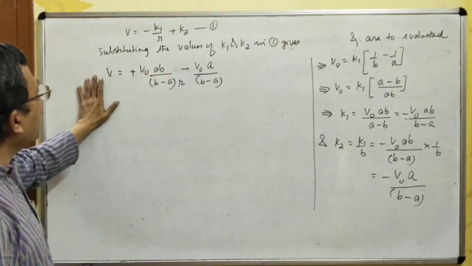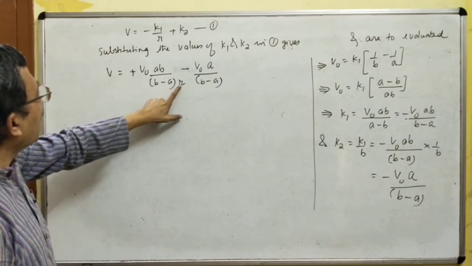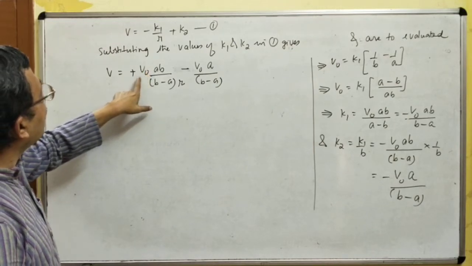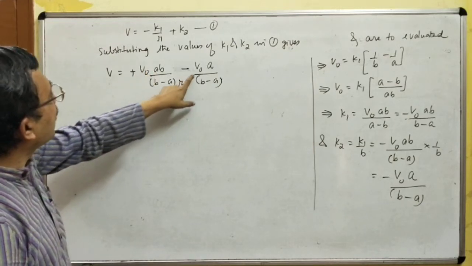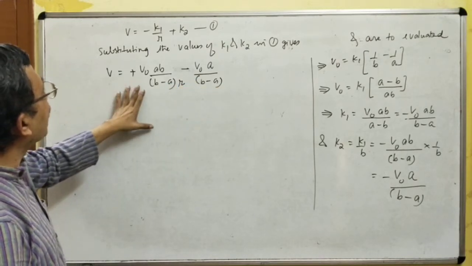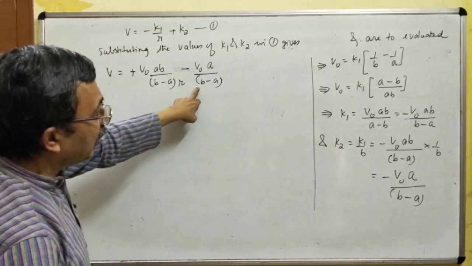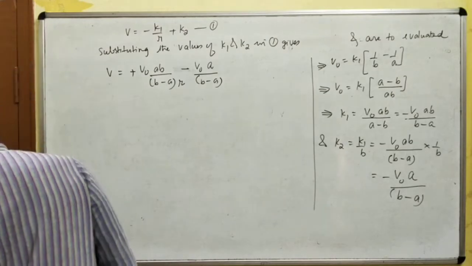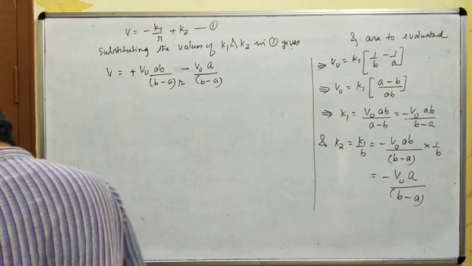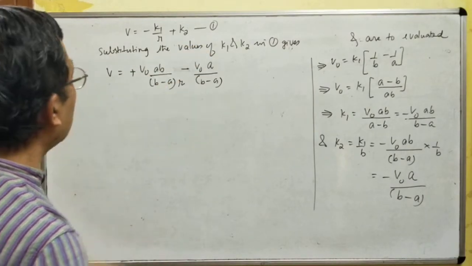You can check this by putting r equal to a. Then the first term becomes v naught into ab by b minus a into 1 by a, and the second becomes minus v naught by b minus a. Simplify, and you will get the answer as v naught. So this is v naught into ab by b minus a into 1 by r, minus v naught into a by b minus a. This is the expression for potential variation when r varies from a to b.